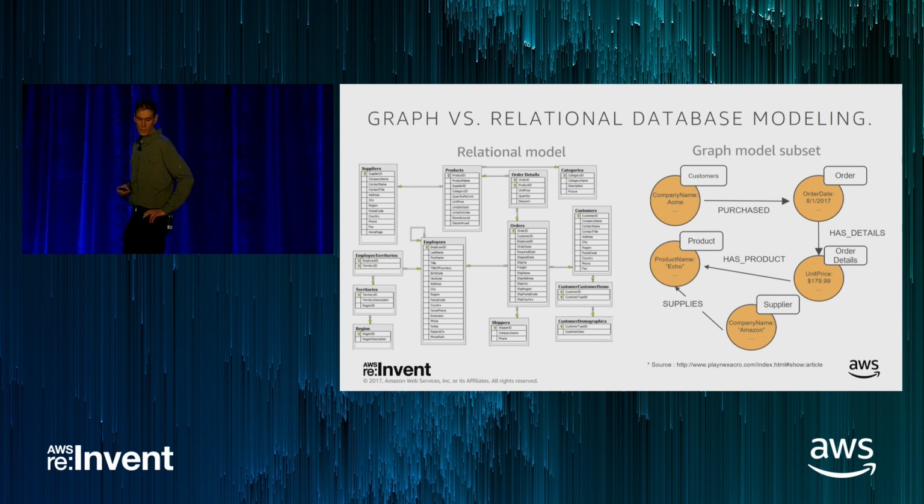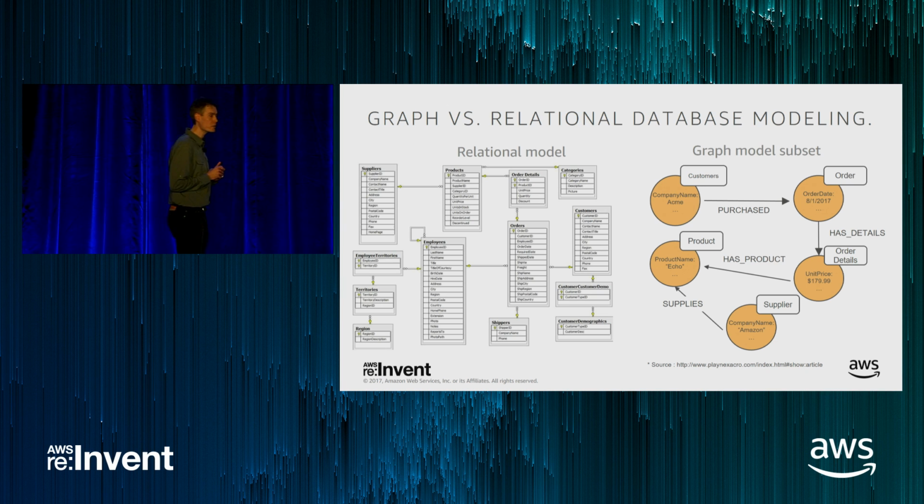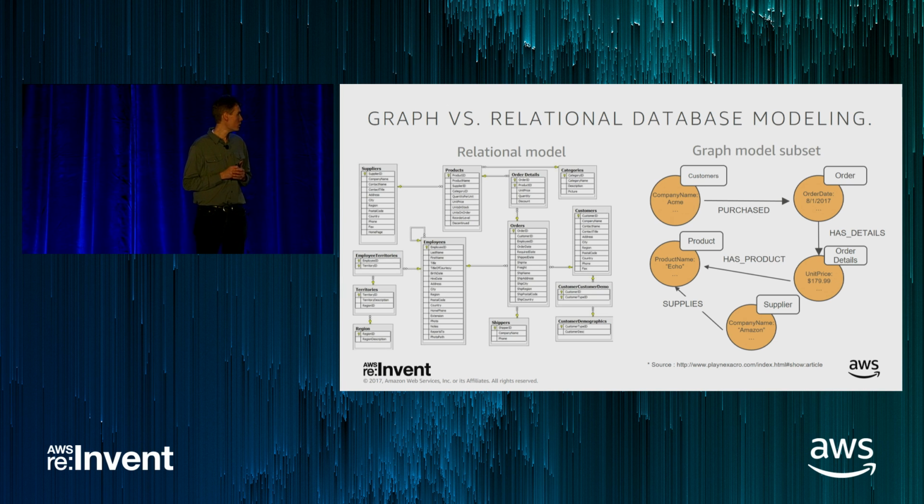So let's go through a querying example. We'll go back to looking at relational modeling versus a graph model. But this time we'll look at it from a product perspective. And so this is, again, a very simple relational model. It looks at products and order details and customers. And then on your left-hand side, or I guess on your right-hand side, you'll see the subset of that model represented as a graph.